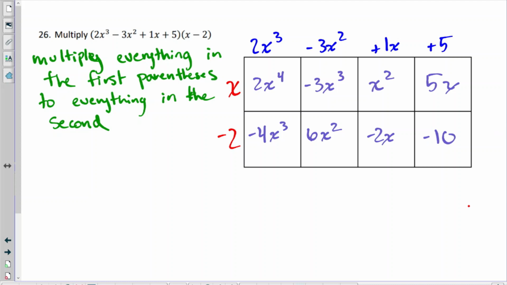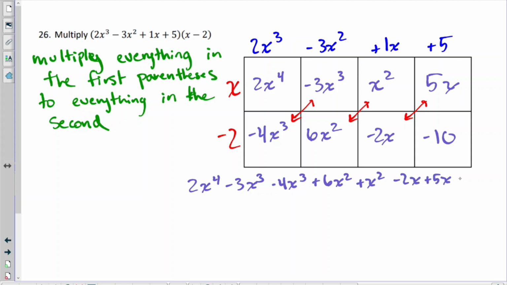And if you set it up correctly where everything's in order, then what you have to combine are always these diagonals going across like this. Which is kind of neat. Okay. And so I'm going to write it out long form, and then I'm going to combine everything together after. And so really what I have in its longest form is this. 2x to the fourth minus 3x cubed plus, or I'll say minus 4x cubed. So I'm going to go like this sort of like wrapping pattern, I guess, plus 6x squared plus x squared minus 2x plus 5x minus 10.